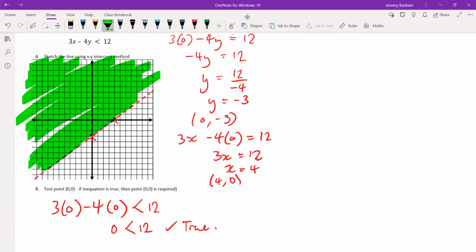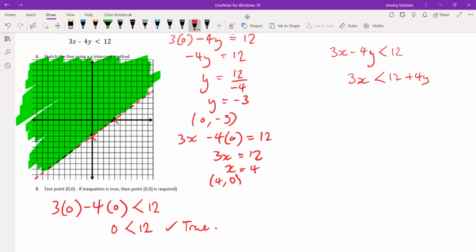The other way to do it is obviously to rearrange it into the y equals mx plus c format. So you'd have 3x minus 4y is less than 12. Then you could add 4y to both sides, so 3x is less than 12 plus 4y. Then minus 12 from both sides, so 3x minus 12 is less than 4y. And then divide through by 4. So you'd have 3 over 4 x minus 3 is less than y. So y is greater than the boundary line.